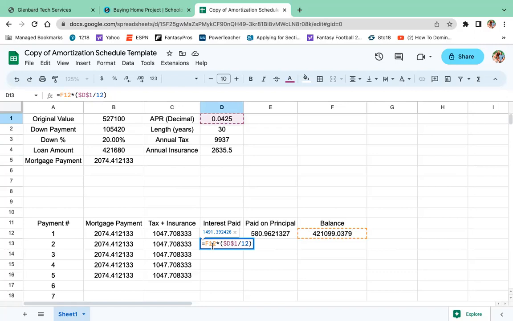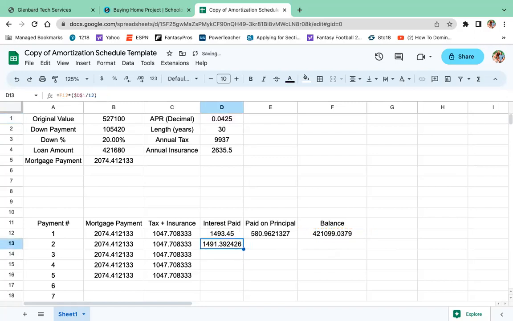The reason I'm not going to, this is very important to understand if you're going to understand how the copy and paste works. The reason I'm not putting dollar signs around F12 is because I want this to move. When I copy this into the next cell, I want it to not go off of this balance anymore, but I want it to go off the previous month's balance. So I want it to keep dropping down 1. If you don't put dollar signs around it, that cell will keep sliding down as you copy and paste. And that's actually what we want to have happen. So I'm not going to put dollar signs around the F12. I'm only going to put them around the D1.